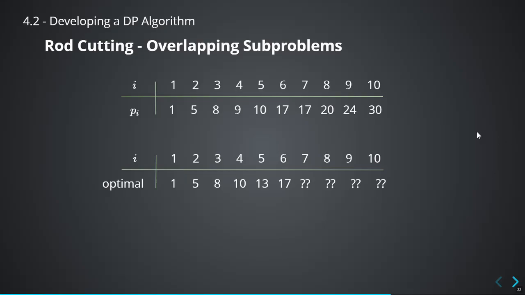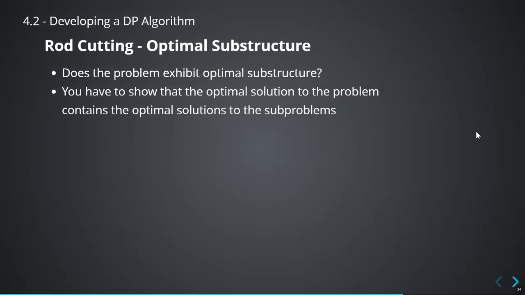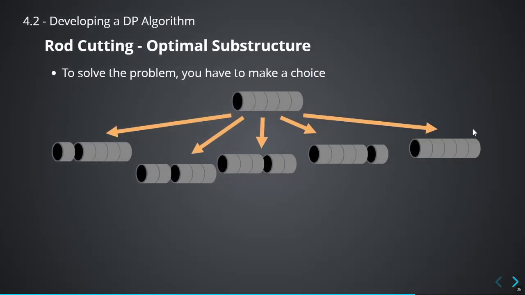Anyway, great. We worked out the problem and subproblem structure. We also worked out what the overlapping subproblems are. Now what do we have to do? We have to show that the problem has optimal substructure. And how do we do this? You have to show that the optimal solution to the problem will contain the optimal solutions to the subproblems. Again, that's the definition of optimal substructure that we're using, and this is what you have to show.